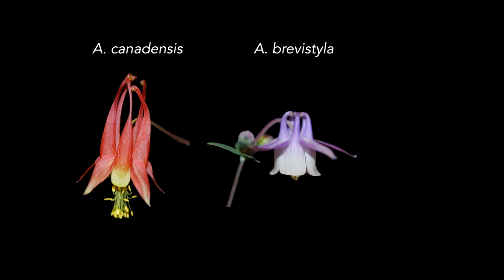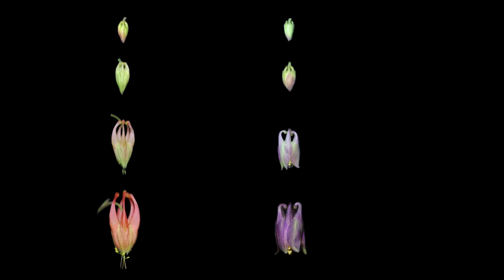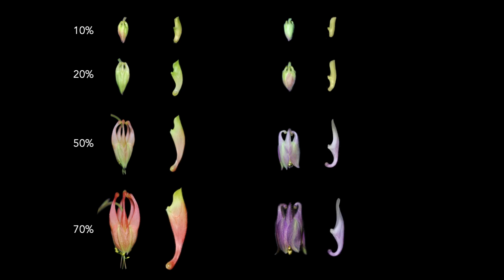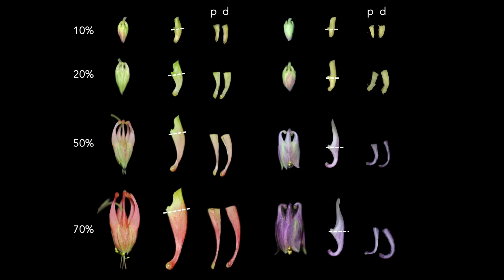For this RNA sequencing project, I sampled two closely related species, straight-spurred Aquilegia canadensis and curvy-spurred Aquilegia brevistyla. I sampled them at 4 developmental stages, which were based on % of mature spur length. Here are the petals at a slightly larger scale. I removed their blades because I was only interested in gene expression in their spurs, and then separated the proximal and distal compartments because I wanted to see whether gene expression is different between them.